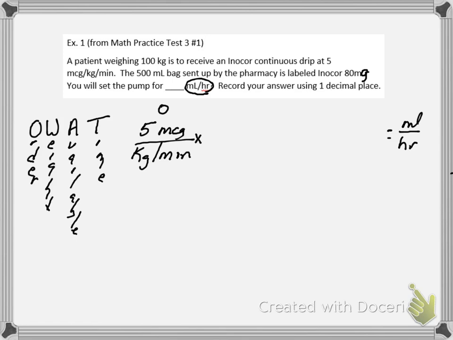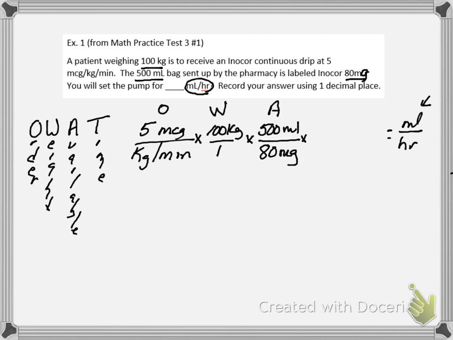Now we're going to times it by the W, which is the weight. And the weight in this problem is the 100 kg, and I put that over 1. Then I'm going to times it by the A, and the A is the available, and in this case it is 80 mgs that is in 500 milliliters. So milliliters go on the top here, and that's 500 milliliters. And in that 500 milliliters there's 80 milligrams.